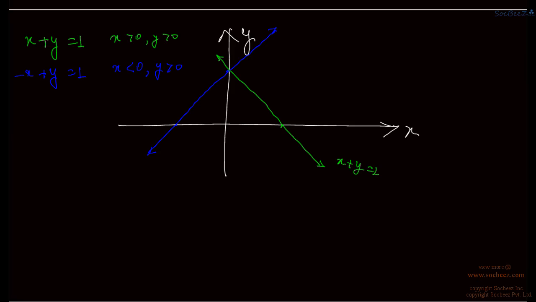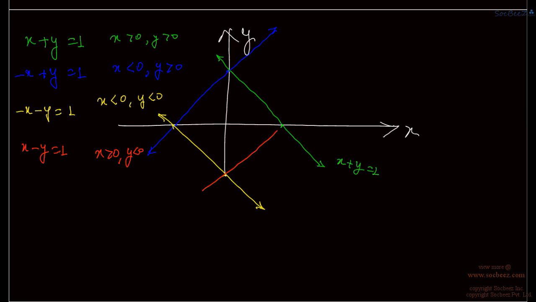The third line is minus x minus y is equal to 1. That is when x and y both are less than 0, right? So this is a straight line, okay? And the final one, x minus y is equal to 1, when x is greater than 0 but y is less than 0. Okay? So this is a straight line.